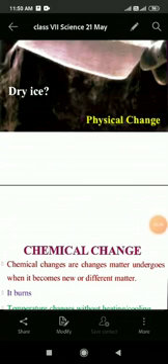Students, there are many more examples of physical changes. Some of these examples are magnetization of iron, which is also a physical change, and lighting of an electric bulb, which is also a physical change. To show that lighting of an electric bulb is a physical change, we can do one activity.